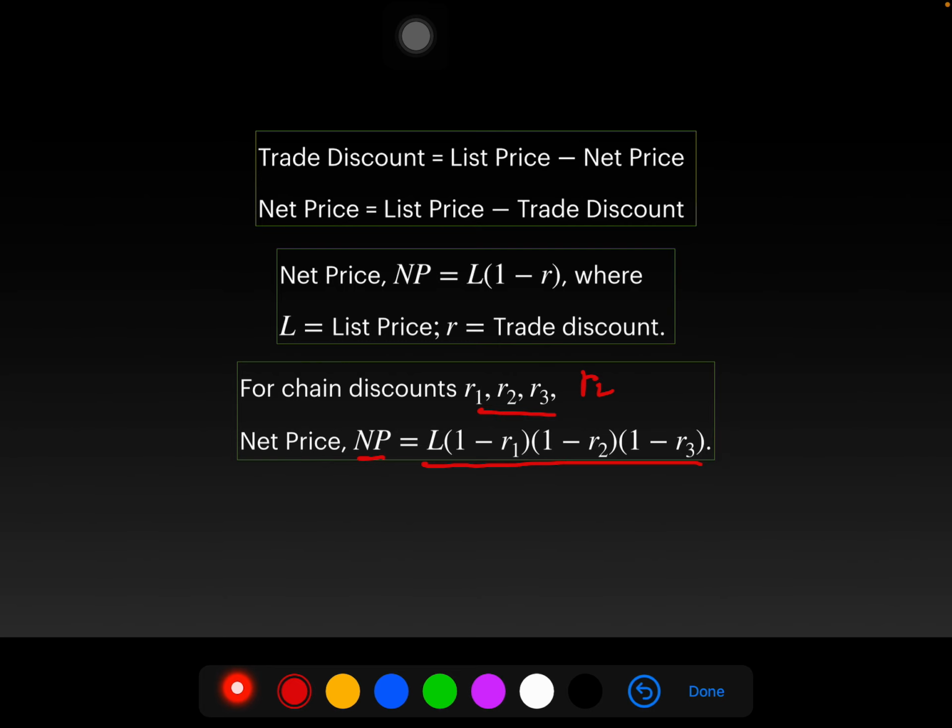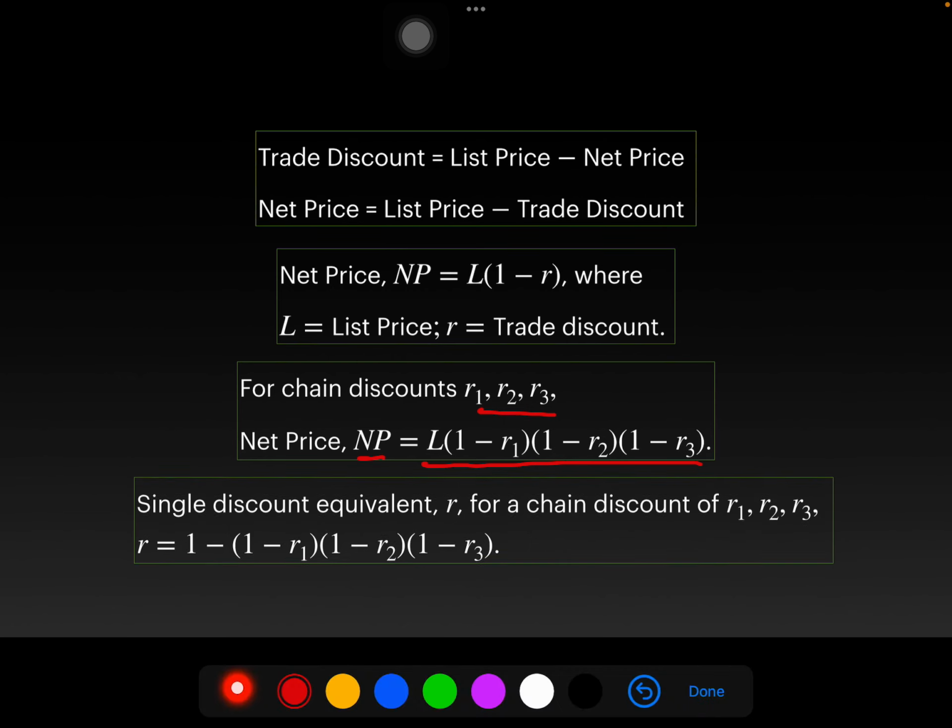All right. Next, we also have a formula for finding the single discount equivalent for the chain discount. If we have three chain discounts, we can compute our single discount equivalent to the three, given by this formula, also derived from the same formula that we had here. So these are the formulas that we should expect from the trade discount topic.